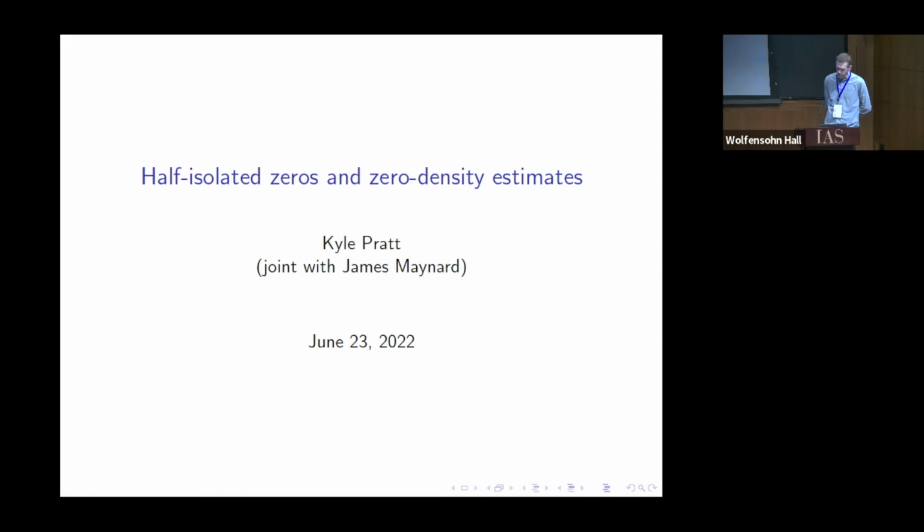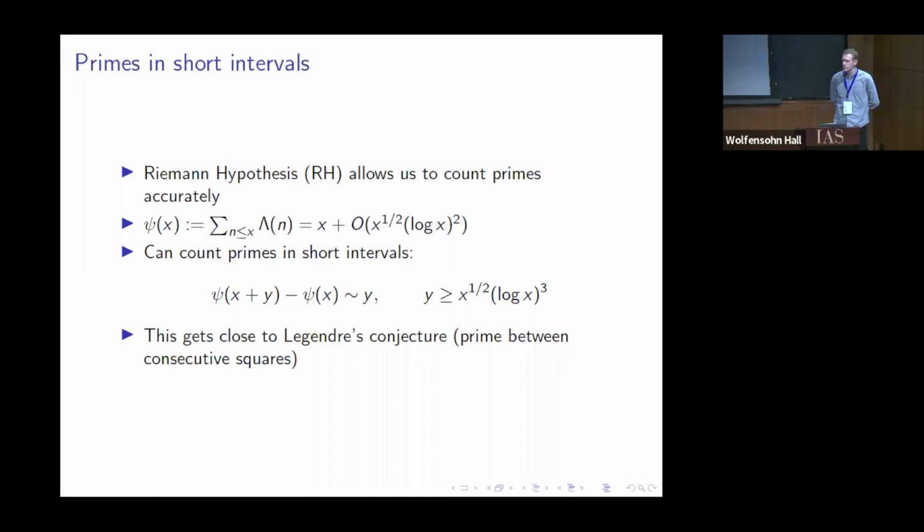Okay, so let's get going with a little bit of motivation. You can study primes in short intervals, and of course, the Riemann hypothesis allows you to count primes very accurately. We have this Chebyshev function, the psi of x. This is the summatory function of the von Mangoldt function. I'm going to sum this up to x.